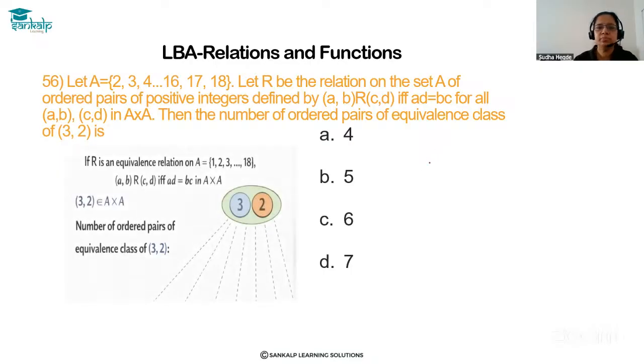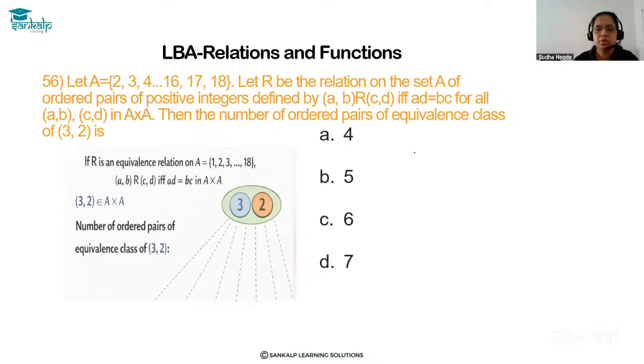So you need to find the possible values first, then count them. That will be the number of ordered pairs in the equivalence class.